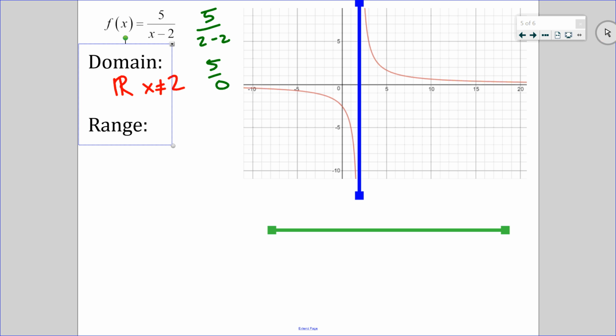I'm going to take that out of my domain. It's just like if it were a bag of all these numbers. Put all the numbers in that produce an output. x does not equal 2. It can't equal 2. It won't produce an output.